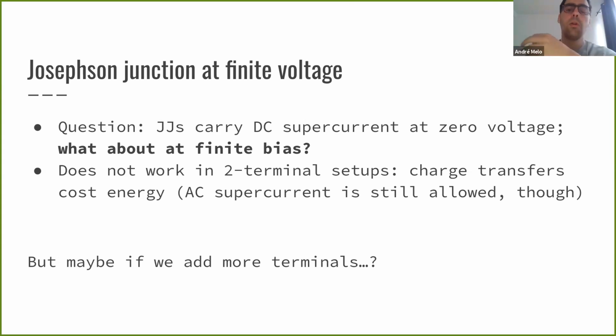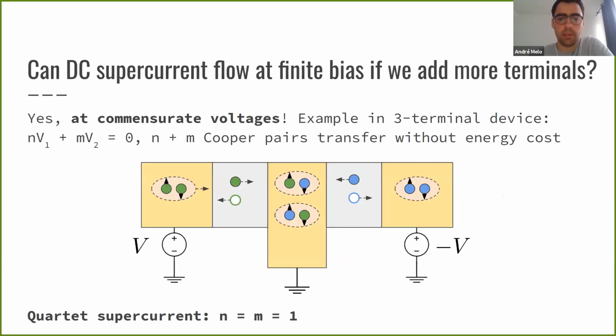So the natural follow-up question is, okay, it doesn't work in 2-terminal setups, but what if we add more terminals? What if we attach a 3rd superconductor, for example, or a 4th? And there, the answer is yes, it actually works, provided that you apply commensurate voltages, meaning that the ratios of the voltages are rational numbers. And as an example, let me show you what happens in a 3-terminal device and how you can get supercurrent at this finite bias.